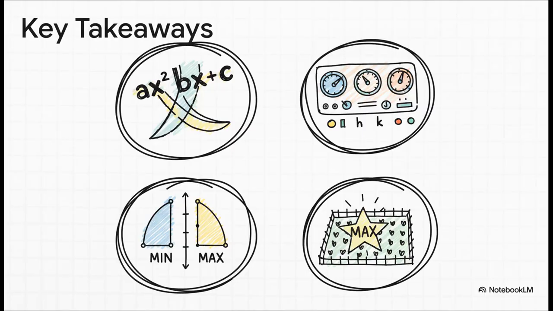So, let's do a quick recap. The picture of a quadratic function is always a parabola. We can control its shape and location with what we call the control panel form. The vertex is the most important point. It's either the ultimate maximum or the ultimate minimum. And we find that vertex to solve real-world problems, where we need to find the best possible outcome.